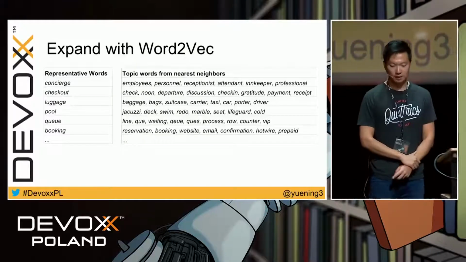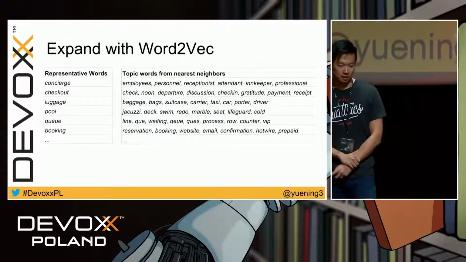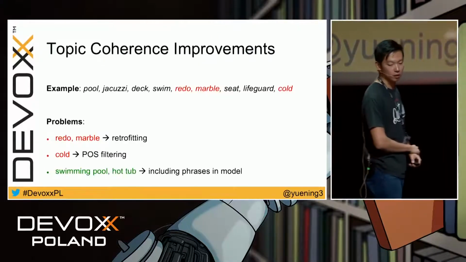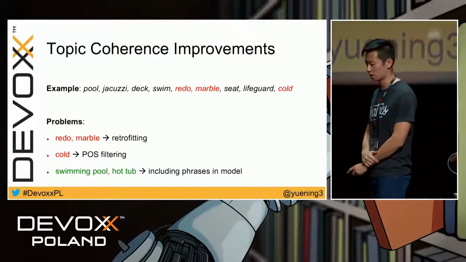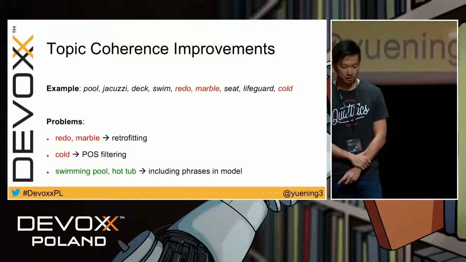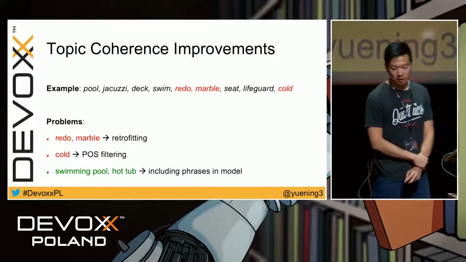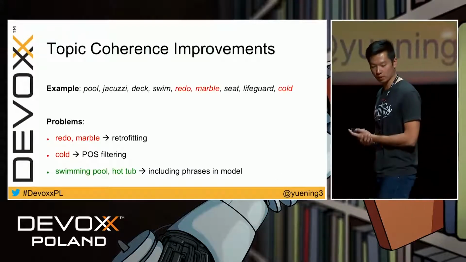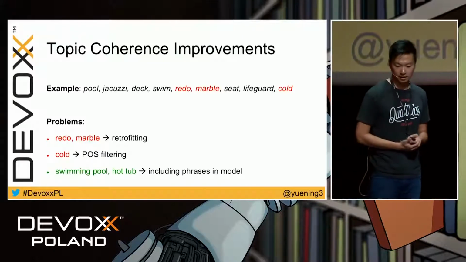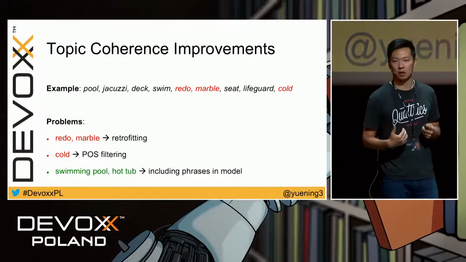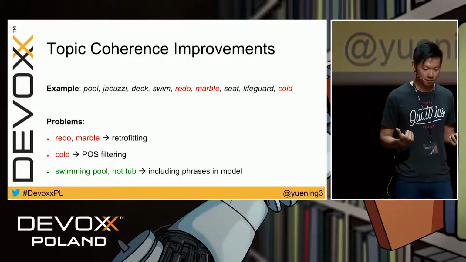Okay, that's good, and this looks promising. How can we further improve? Remember, we talked about the coherence of the topic. Let's take an example. We have a topic for pool, and it has these words. It's better because now in this pool topic, we see jacuzzi, lifeguard, and deck, and it's more about the pool in the hotel rather than the pool in the Olympic Games.